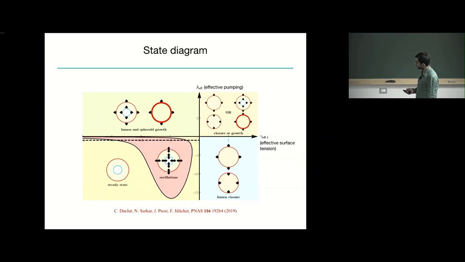And here in this red region, you can have oscillations of the spheroid and the lumen. And when both of them are positive, the spheroid can either grow or it can shrink. And when this effective pumping is negative, there is no lumen, the lumen closes.